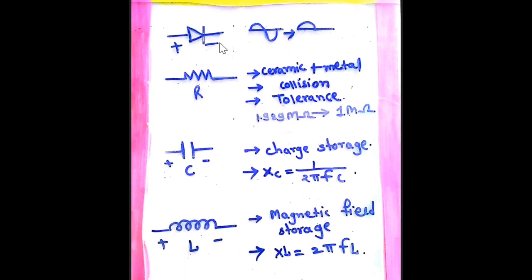If you reverse the operation of this diode, I mean to say, if you reverse the position of this diode, the negative part will be passed and the positive part will be blocked.